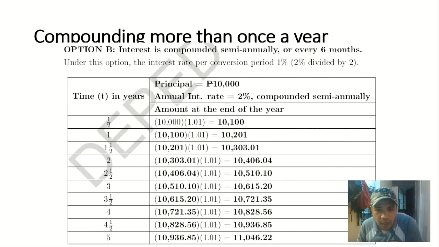While for the second option, yung may first 1% after 6 months, then another 1% after another 6 months, it will have 11,046.22 compared to the once a year, which is 11,040.81. So it is more than 6 pesos yung difference niya. So that is the idea in terms of compounding more than once a year. Mas malaki, mas marami siyang beses earn ng interest, mas malaki yung nagiging output niya.